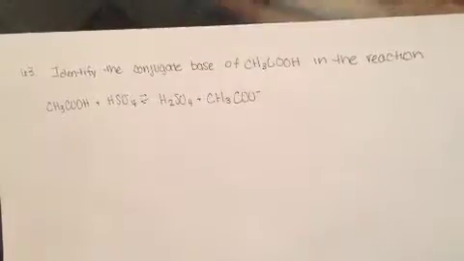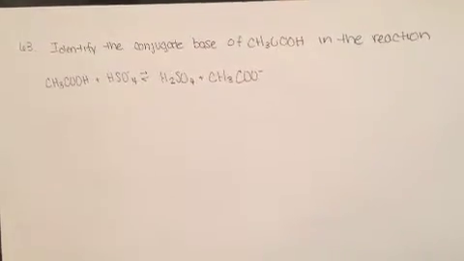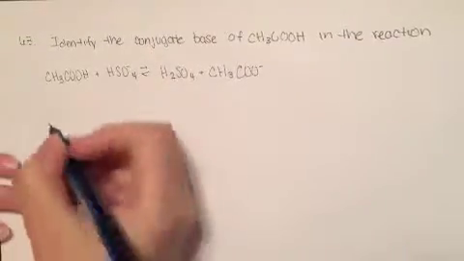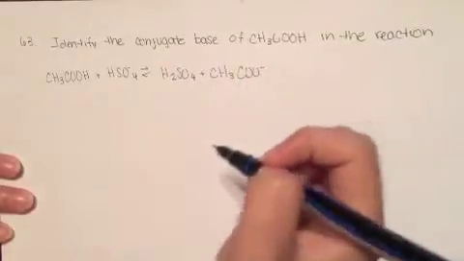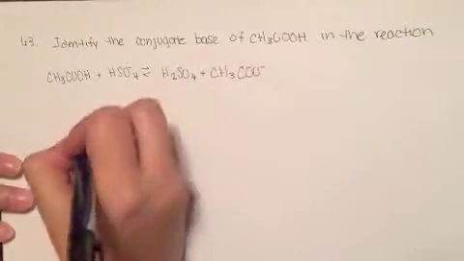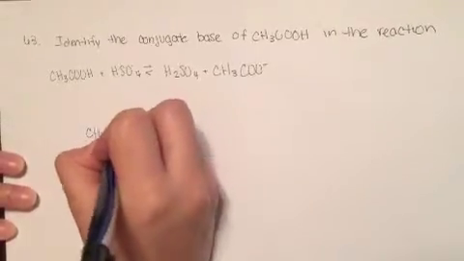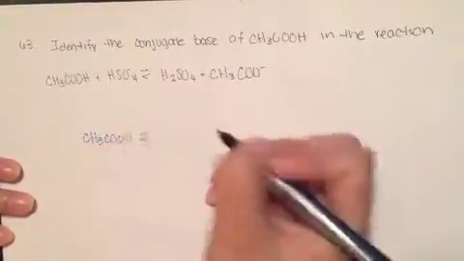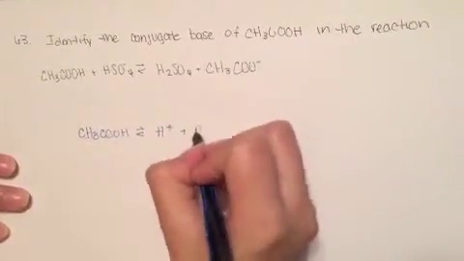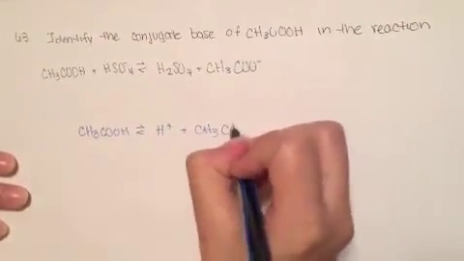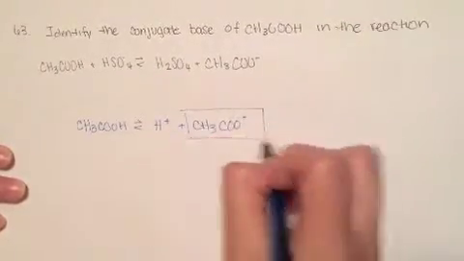Identify the conjugate base of CH3COOH in the reaction. So right here, instead of looking for it here, so you won't get confused, you can just dissociate CH3COOH, and then you would get your H ion plus the CH3COO negative. So your conjugate base is this one.